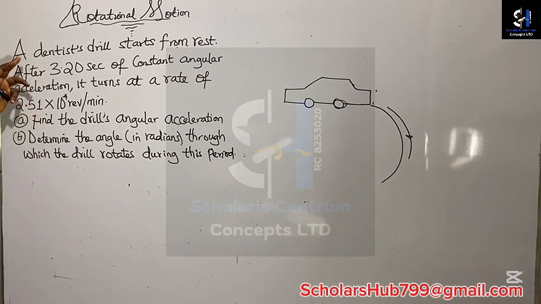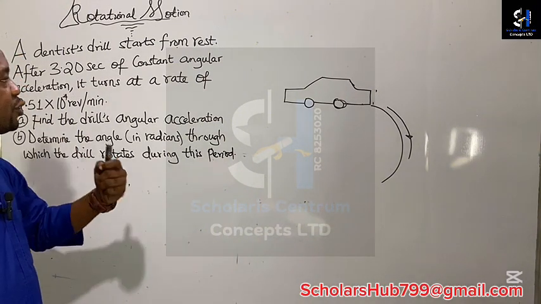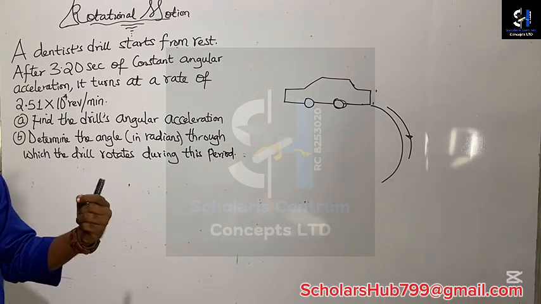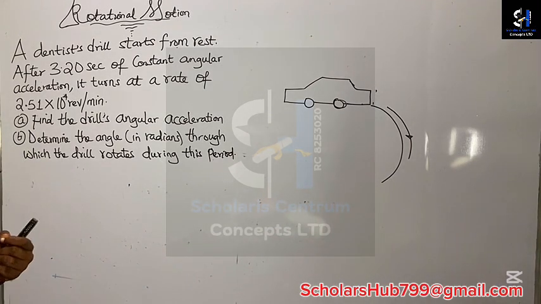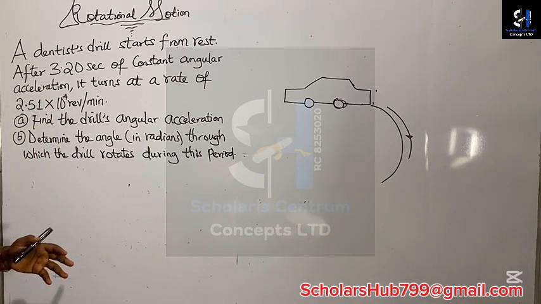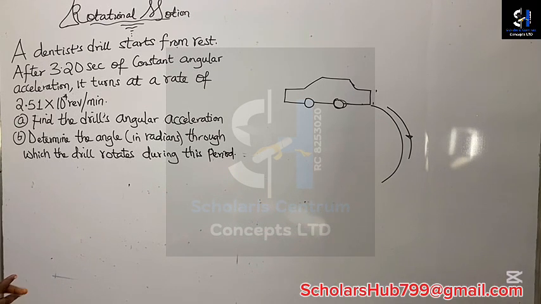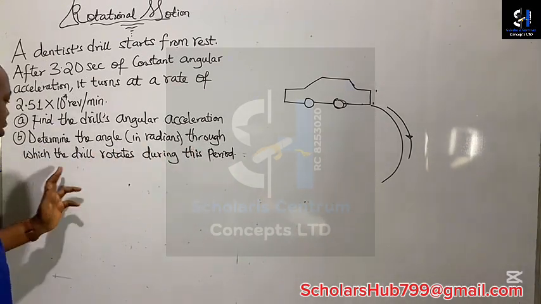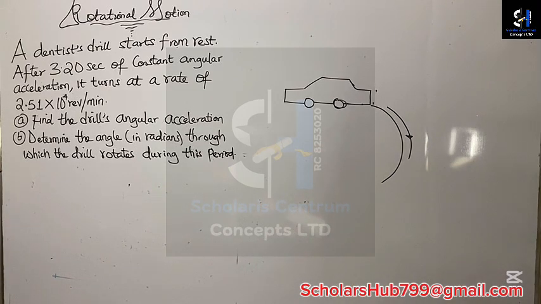So now we have this question. It reads: a dentist drill starts from rest. After 3.20 seconds of constant angular acceleration, it turns at a rate of 2.51 times 10 raised to the fourth revolutions per minute. Now we want to find the drill's angular acceleration and also to determine the angle in radians through which the drill rotates during this period.